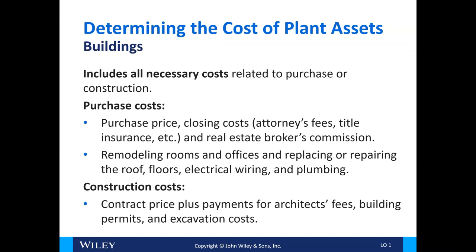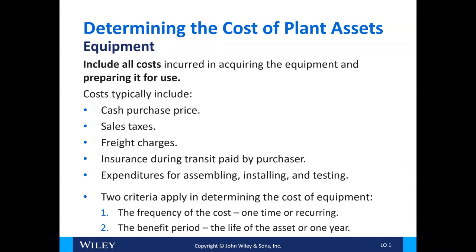Buildings would include the purchase price, closing costs, any remodeling, all the construction. If you lease a building, let's say you lease it for 5 years, but it's not ready for you, so you have to go in and do construction, change offices, add things, etc. All of those costs would be an asset, leasehold improvements, and then you would depreciate those leasehold improvements over the term of the lease. Equipment, again: cash price, sales taxes, freight charges, insurance during transit paid by purchaser, expenditures for assembling, installing, and testing. Now, once that asset is ready, any problems after that that aren't covered by the warranty are then an expense, maintenance.